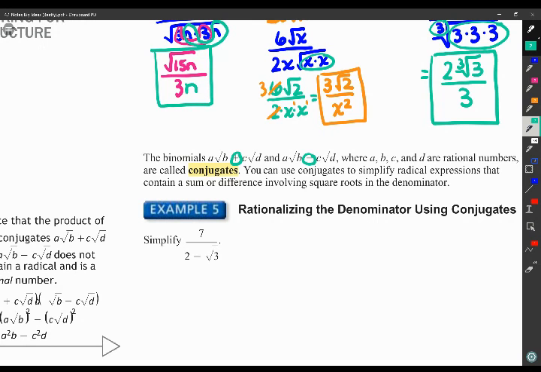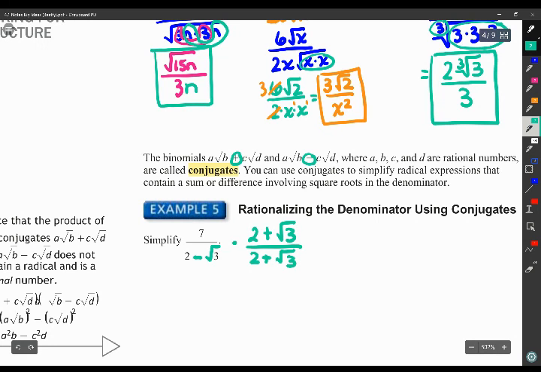So as I look at example 5, I'm trying to get rid of 2 minus root 3. So because this says minus root 3, the conjugate is 2 plus root 3. So the sign changes.